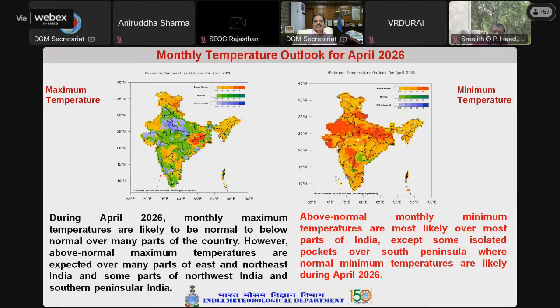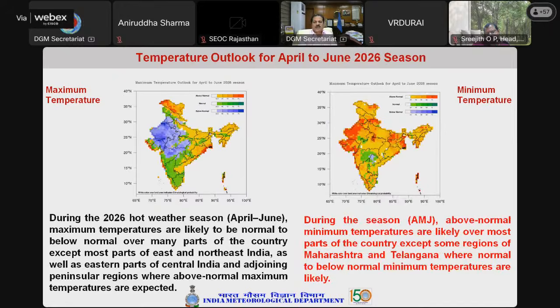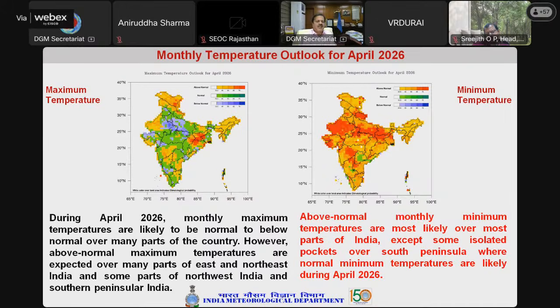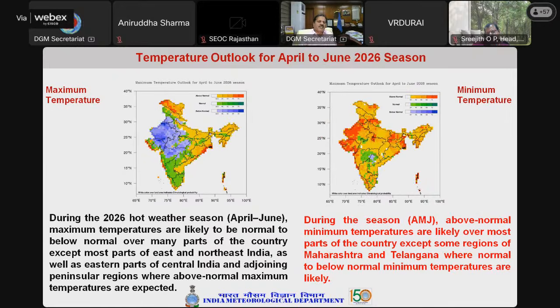Now let us look at the forecast for April. So that was the April to June conditions. Now we are coming to April. If I look at the month of April and compare the maximum temperature with April to June, you see here there is a bipolar characteristic. The western part is normal to below normal, and the eastern part is above normal.